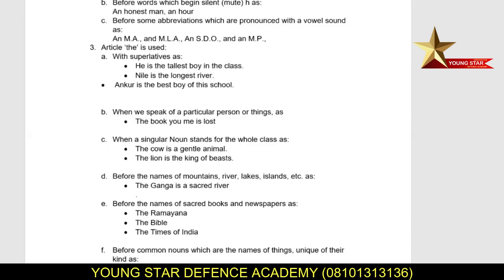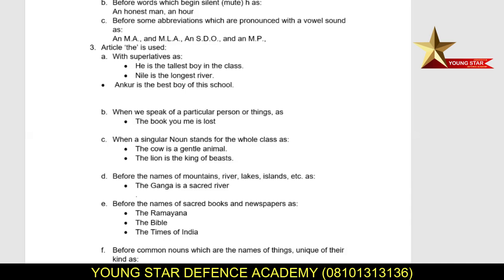That is why we have used the with that. When a singular noun stands for the whole class, when we take a singular noun, like we are talking about the cow is a gentle animal. What it means is that out of all animals, we are just saying that the cow is a gentle animal. Out of all animals, only the cow is a gentle animal, which we kind of call a calm animal. Out of all the other animals, out of their whole species, we are talking about the cow. Now we put the because out of the whole class, the whole species, we are just giving special attention to that animal. Okay?